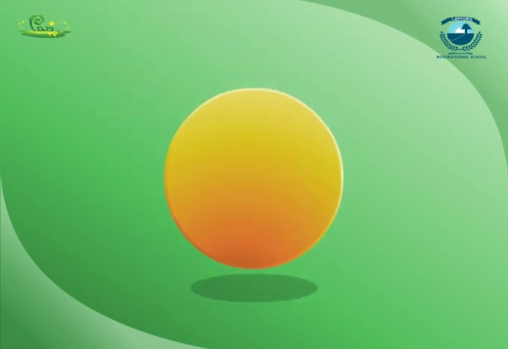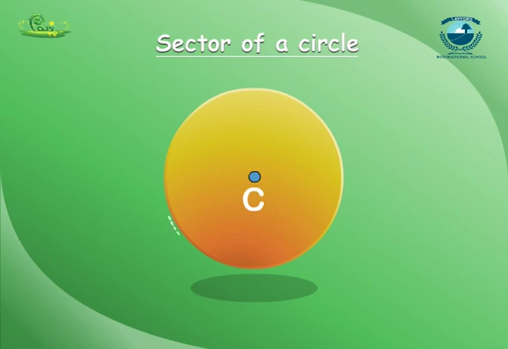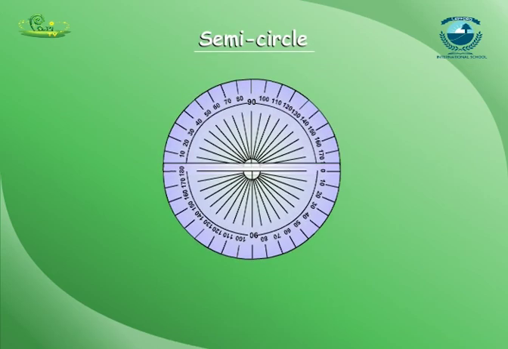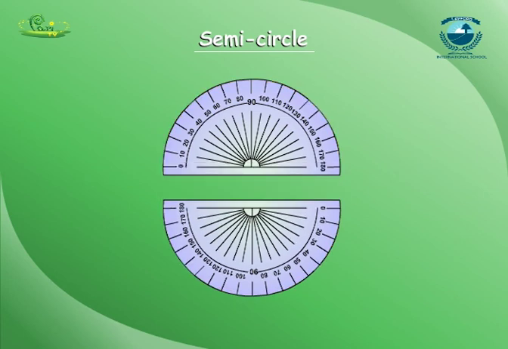I will describe the sector of a circle. A region in the interior of a circle enclosed by an arc on one side and a pair of radii on the other two sides is called a sector of the circle. Here, ABC is the sector of the circle. Have you seen your protractor? How does it look like? No idea? It appears like a semicircle. A semicircle is half of a circle with the endpoints of the diameter as part of the boundary.